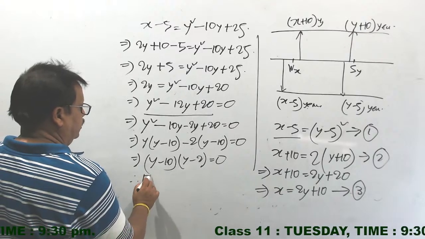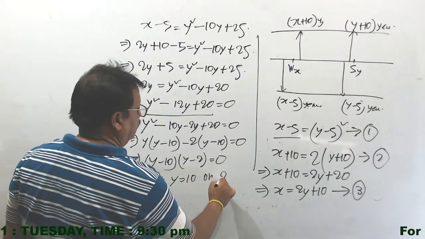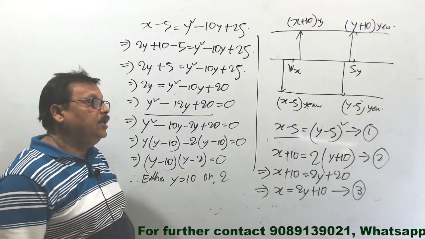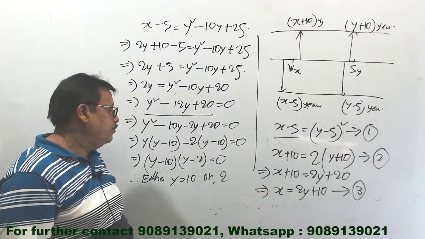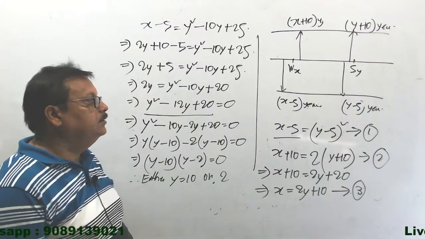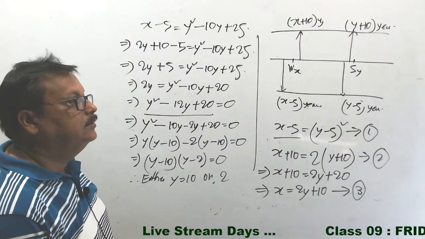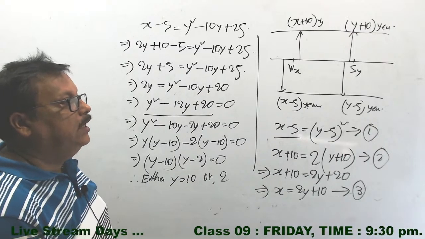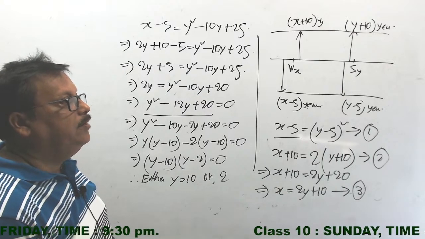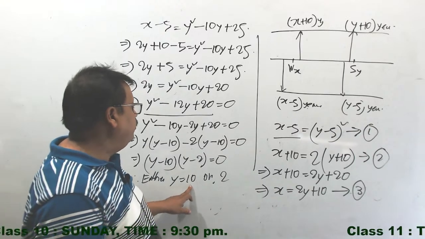This implies y minus 10, y minus 2 equal to 0. Therefore, either y equal to 10 or 2. Y is equal to 10 or 2. Right. What to find? The age of the son 5 years ago. The present age of the woman. The present age of the woman will be what?